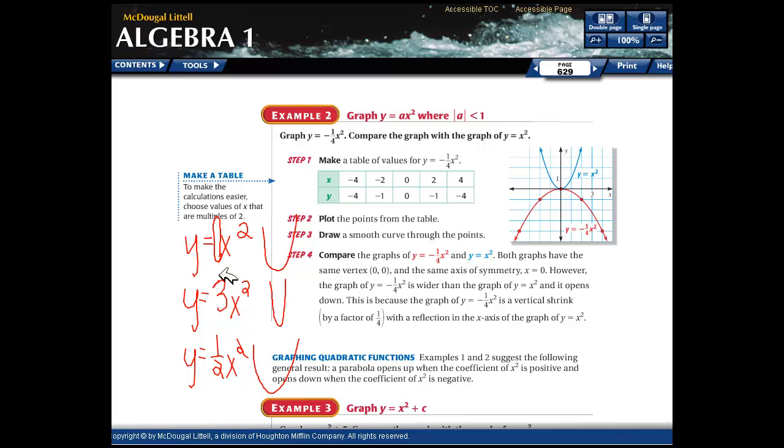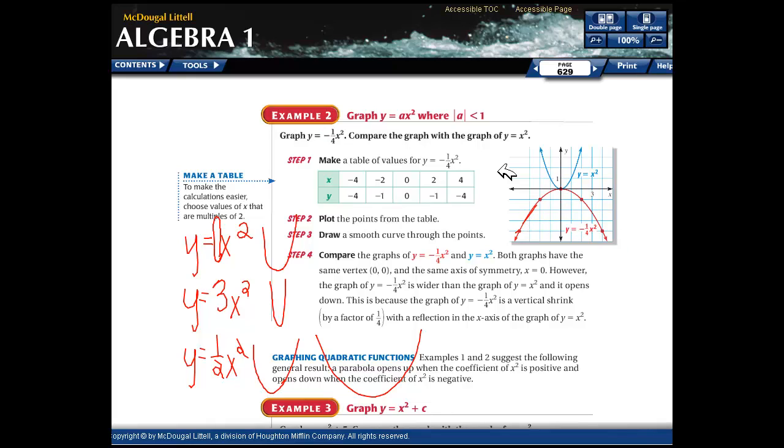So the bigger the number here, the narrower the parabola. The smaller the number, the wider the parabola. So if I had something like 1/10, it may even look something like that. Now, when I say smaller, I do not mean positive and negative. I just mean the absolute value of that number. Negative will flip it down.